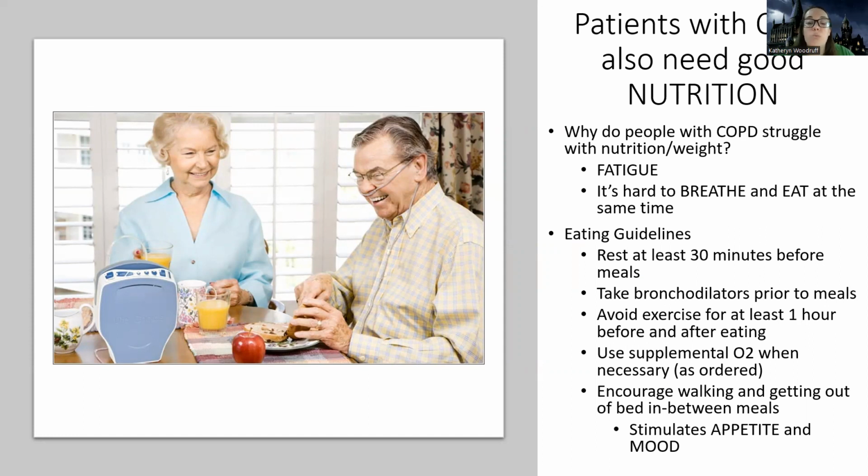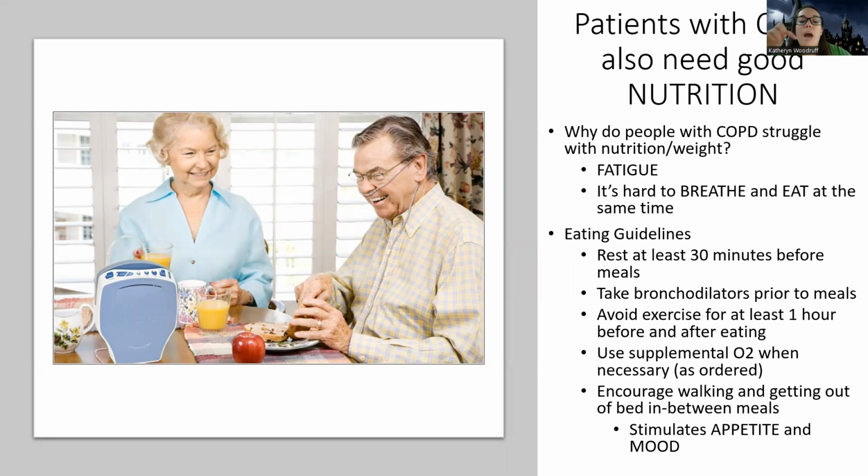So avoid exercise for at least 1 hour before and after eating. That's just because if you're already exhausted from doing the exercise, you're not going to have the energy and everything that you need to eat. Use supplemental oxygen whenever necessary. A lot of people will use oxygen while they eat because it helps give them what they need in order to have the energy and ability to get through the meal.